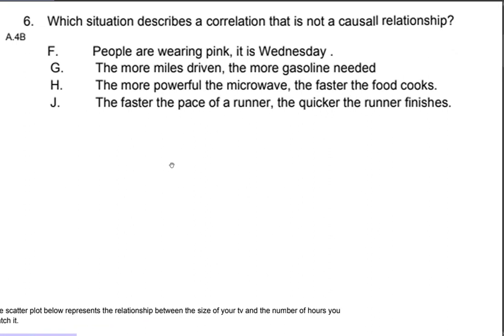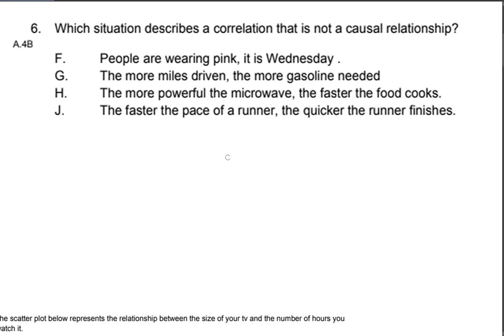So here we go. Which situation describes a correlation that is not a causal relationship? People are wearing pink. It is Wednesday. Okay, that's not a causal relationship. Not causal basically means one does not lead to the other, right? Because if it was causal, one would have to lead to the other. This is not causal. It doesn't necessarily lead to the other.